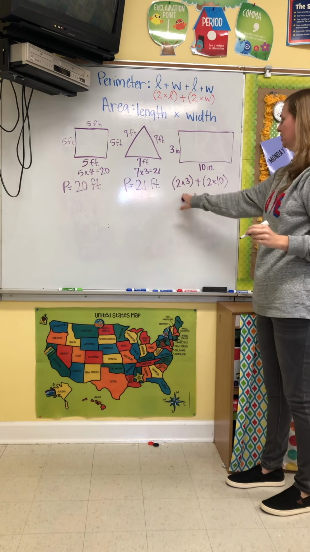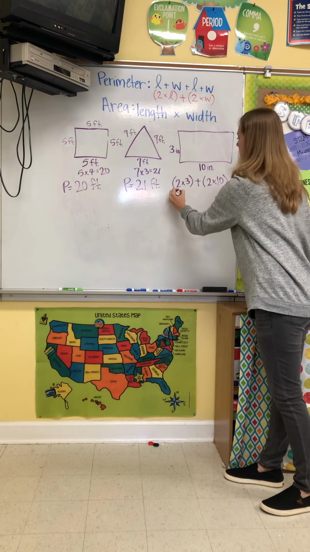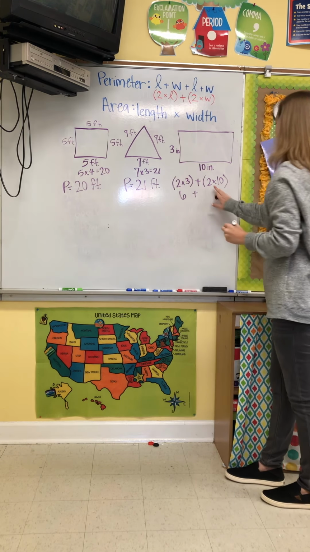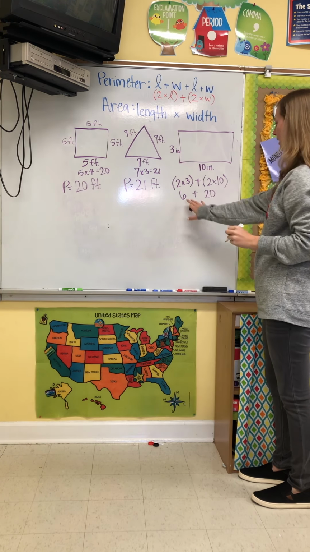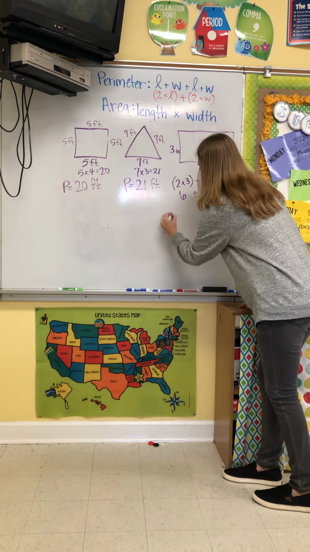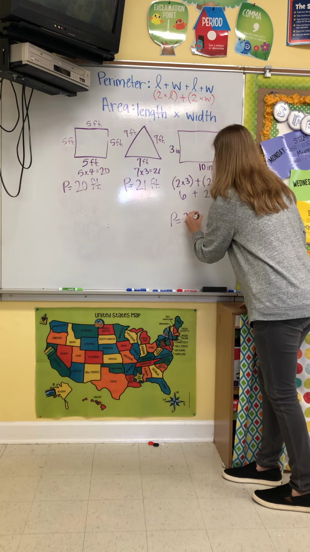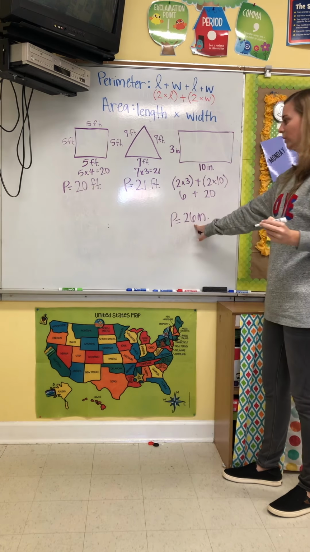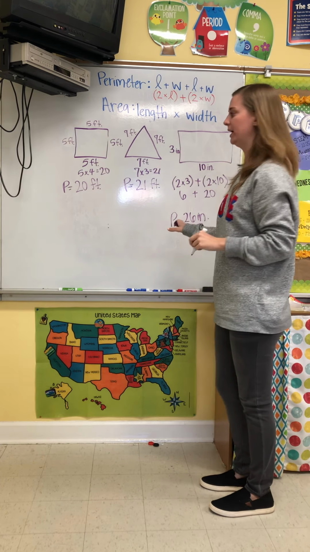All right, remember you're going to do everything that's in the parentheses first. So 2 times 3 is 6 plus, and then 2 times 10 is 20. Okay, then we're just going to add these two numbers together, which is 26. And so your perimeter is 26 inches. Okay, so now let's go ahead and move on to our area.